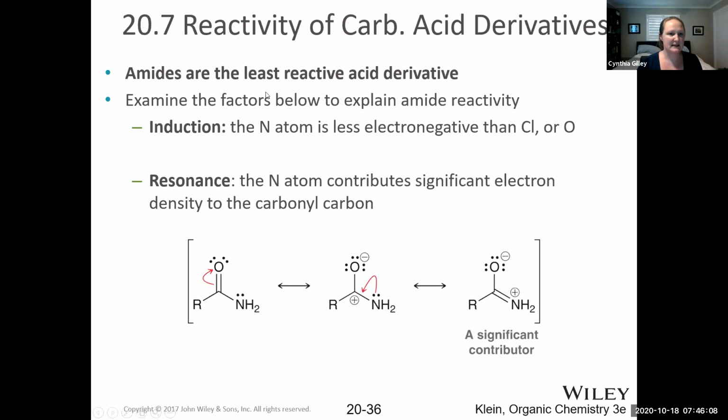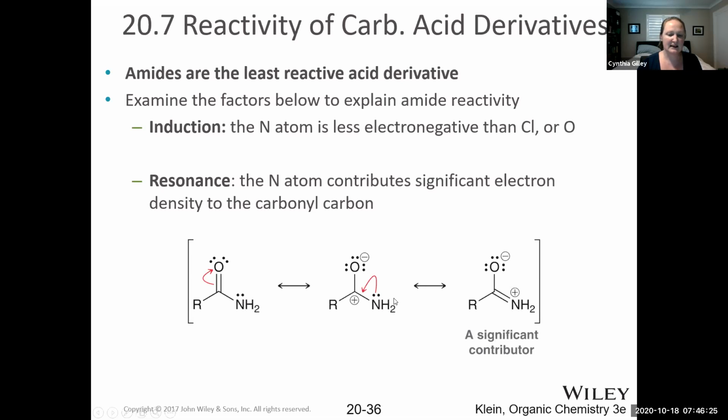Let's look at amides. These are actually the least reactive of the derivatives. When we look at induction, the nitrogen atom is less electronegative than chlorine or oxygen. So it's not pulling electron density through the sigma bond away to the same extent.